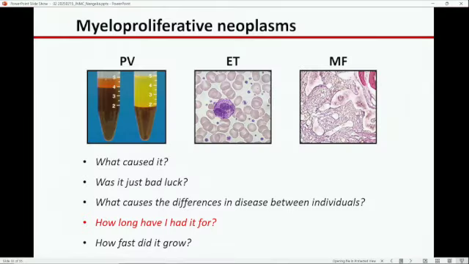This feels a little old school now, but it still does the job, and there are many other prognosis predictors out there, like the IPSS, the DIPSS score, things like that. But I think in the future, really, we'll be seeing a new era of understanding and being able to predict personally what happens to each individual patient. So how long have I had it for?